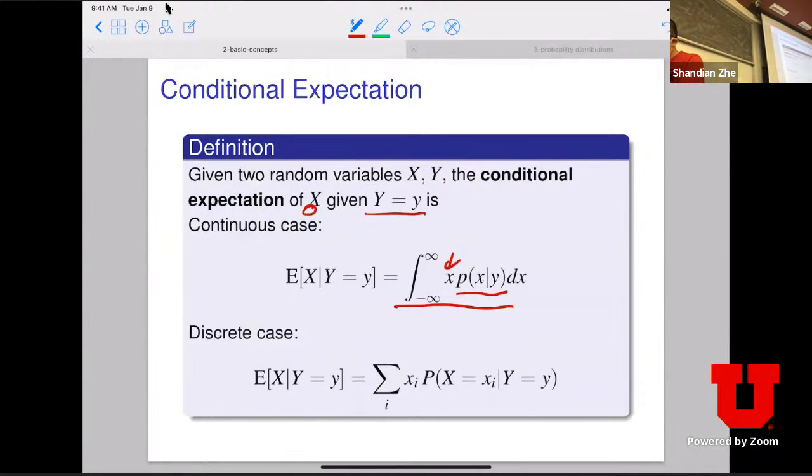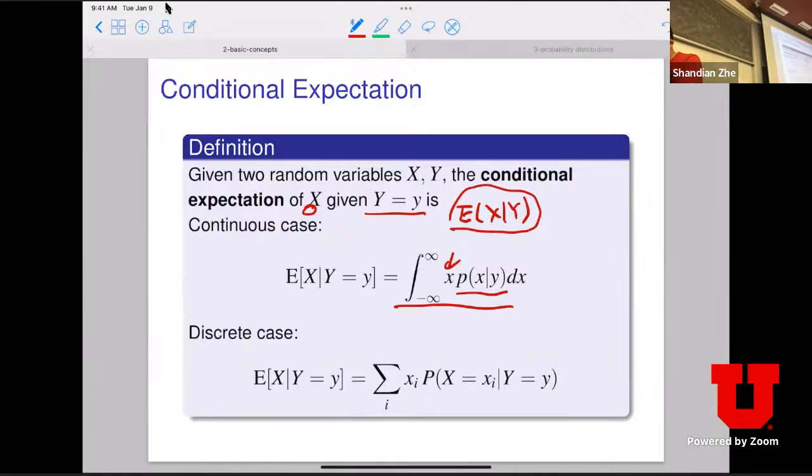So here I want to point out a concept which many people are confused about. If I write this down, is this a constant or a random variable? Y is a random variable. Yes, exactly. So just be super careful about that.